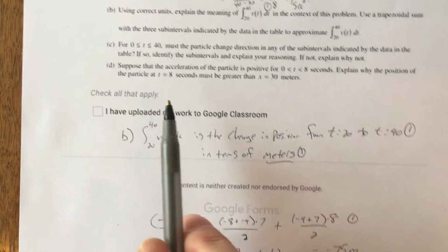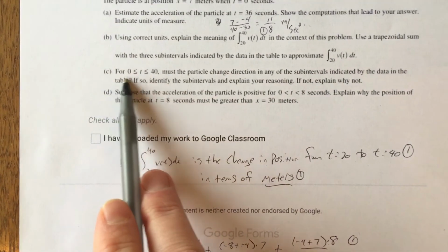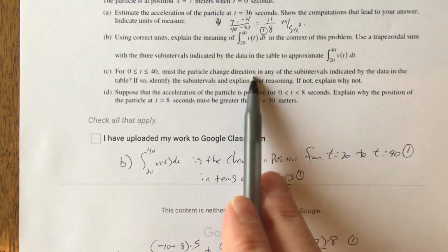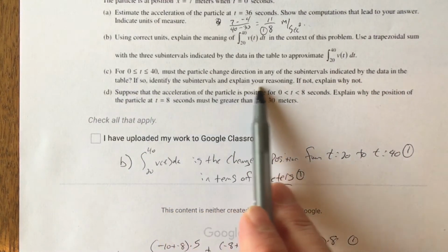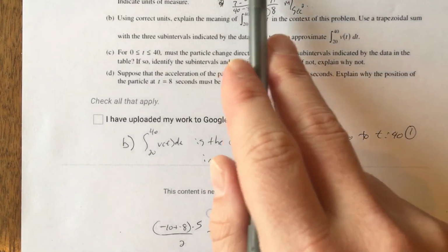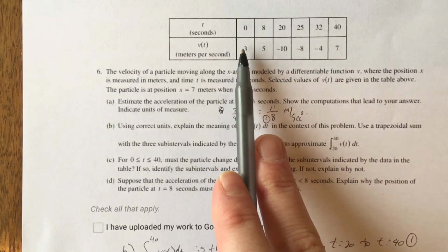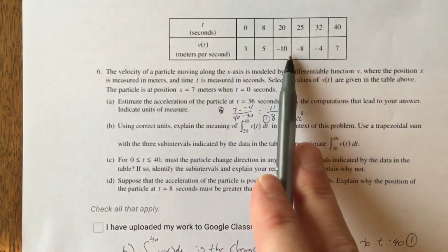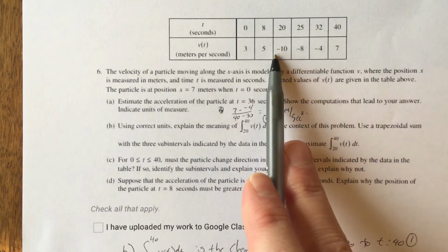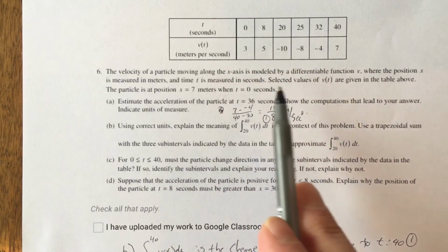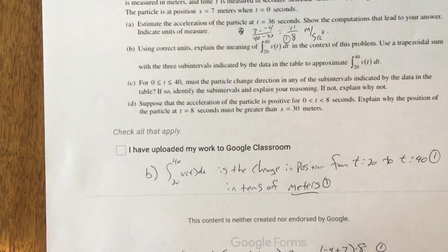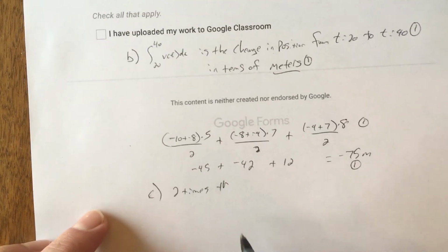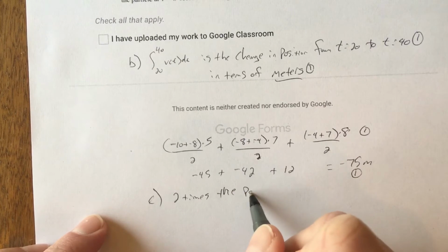All right. Part C says, must the particle change direction in any of the subintervals indicated by the data? If so, identify which and why. So we know that if the particle has positive velocity, it's moving to the right or in a positive direction. If it has a negative velocity, it's moving to the left. So there are 2 times where this does change. So we would say 2 times the particle changes direction.